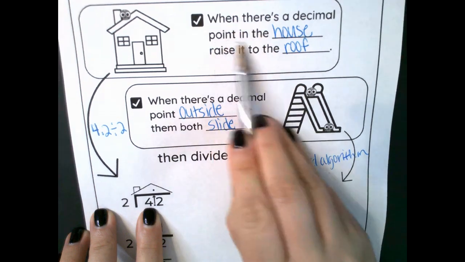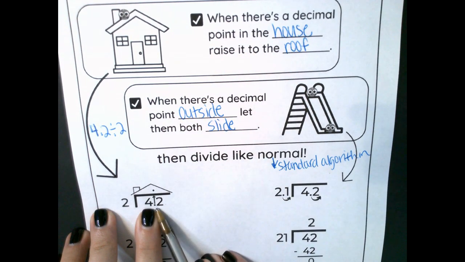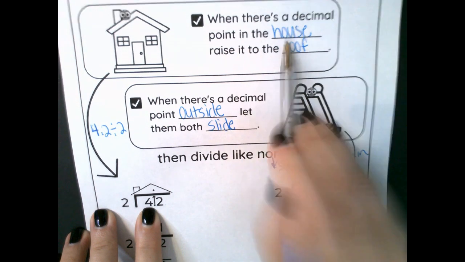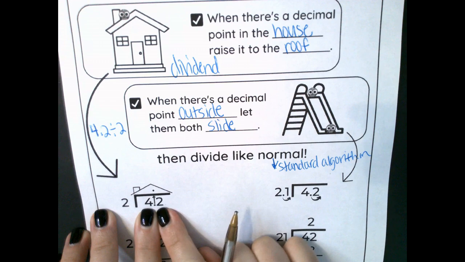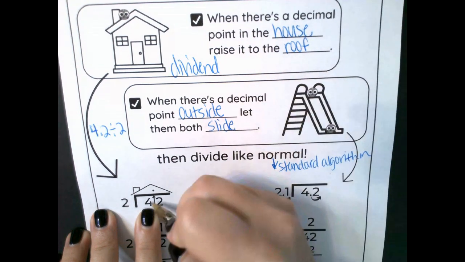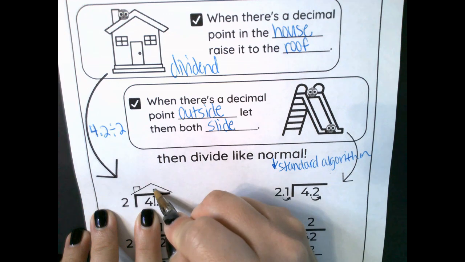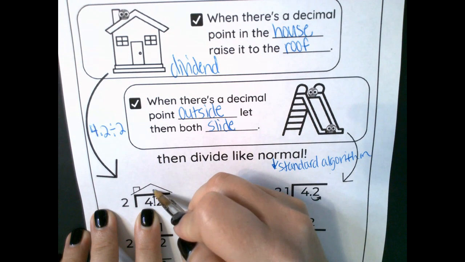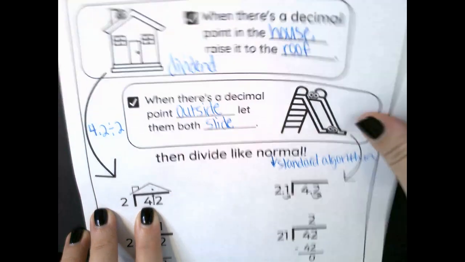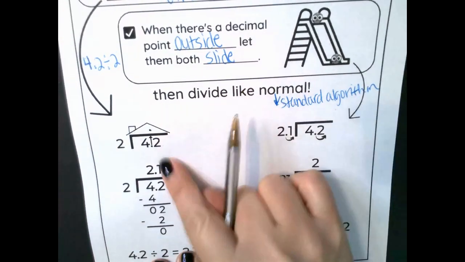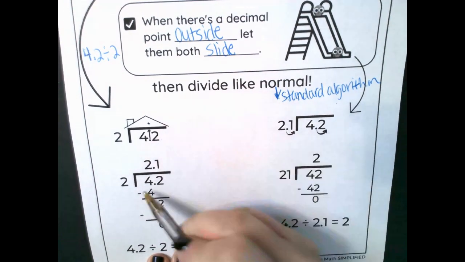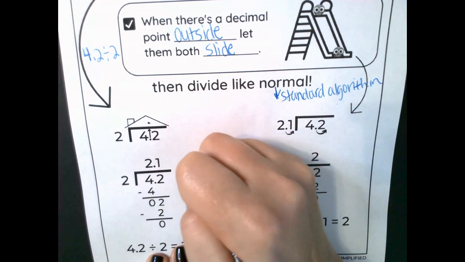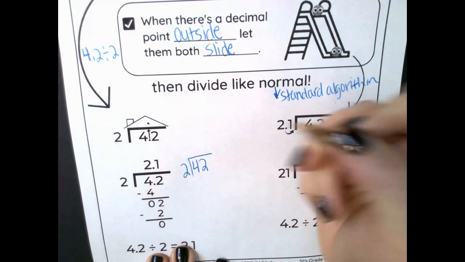So when there's a decimal point in the house, that means inside. In other words, in the house is the dividend, on the inside. And what we do is we raise it to the roof. We are just placing it in our quotient here. And then divide like normal. Now we've got our decimal point already placed, and basically what we have is 42 divided by 2.